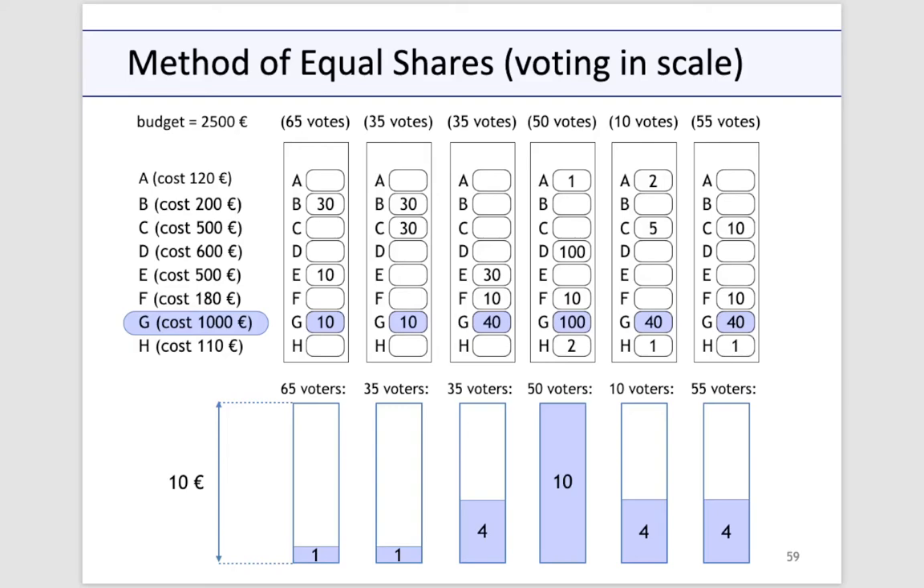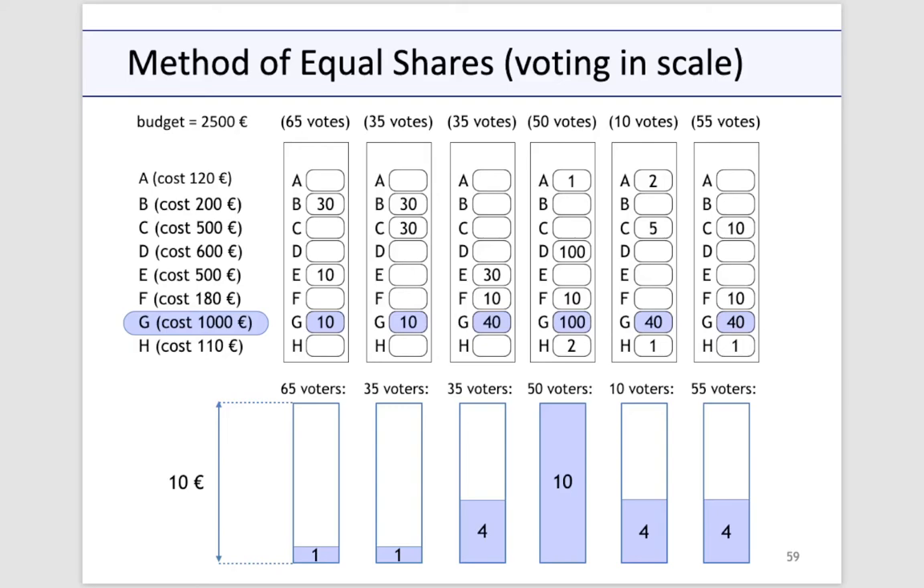Such a distribution of the cost of G is depicted in this diagram. For example, the voters from the first group, each of them should pay 1 euro, and in return they would get 10 points of satisfaction. The voters from the third group would need to pay 4 euros, getting in return 30 points of satisfaction, that is 10 points of satisfaction per 1 euro spent, and so on and so forth.